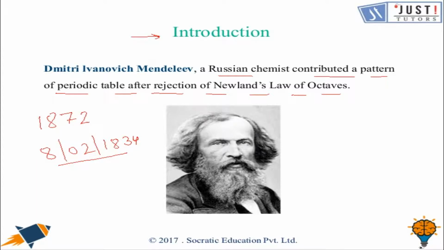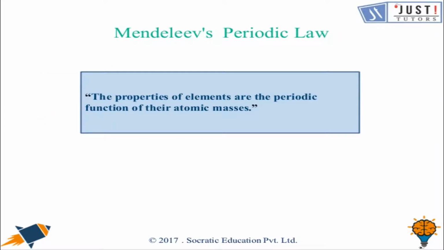He examined the relationship between atomic masses and physical and chemical properties to arrange elements in the table. He started with 63 known elements. He considered compounds formed by elements with oxygen and hydrogen. Oxygen and hydrogen are both very reactive, so they form compounds easily. The properties of elements are a periodic function of their atomic masses. Hydrides and oxides formed by elements were considered as basic properties of elements for classification.